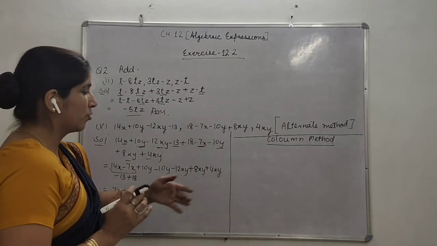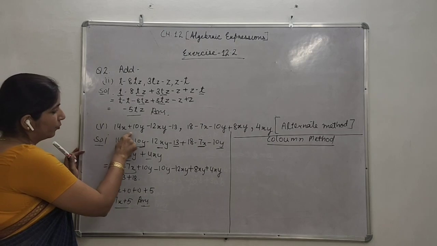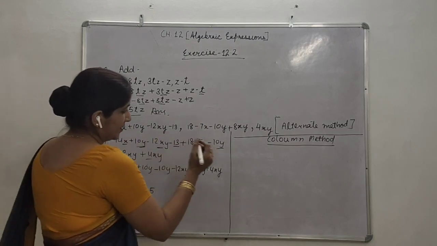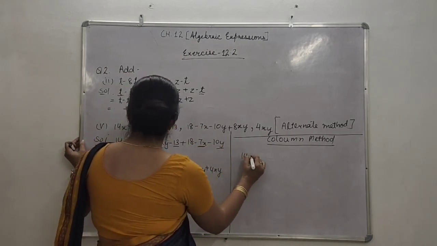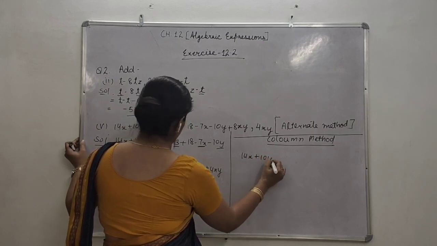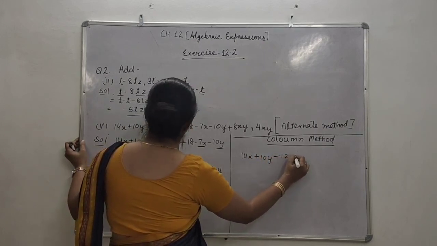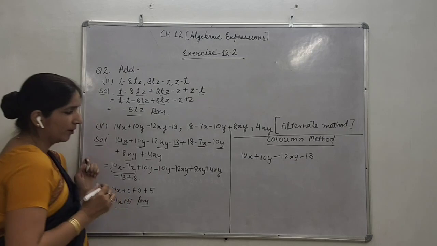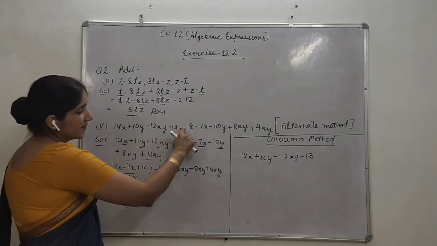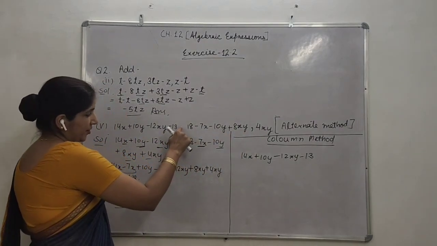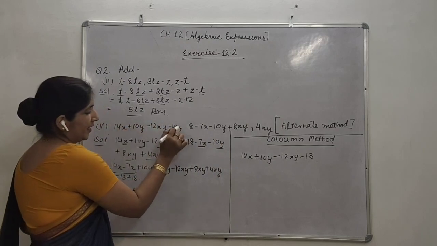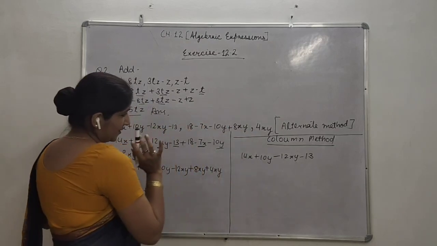So how to do this column method? First of all, you have to write one algebraic expression which is given at the top. Suppose the first expression which is given is 14x plus 10y minus 12xy minus 13. Okay, first expression. This is the second algebraic expression, not the term actually. This is the algebraic expression. The second algebraic expression is this.